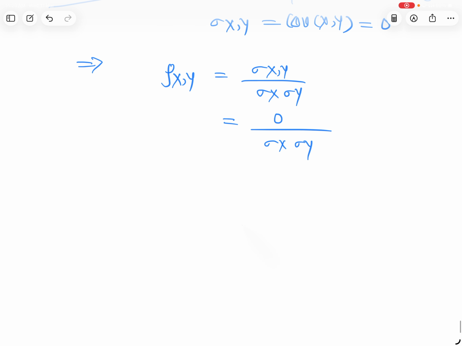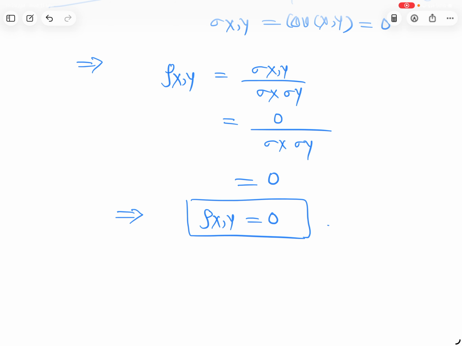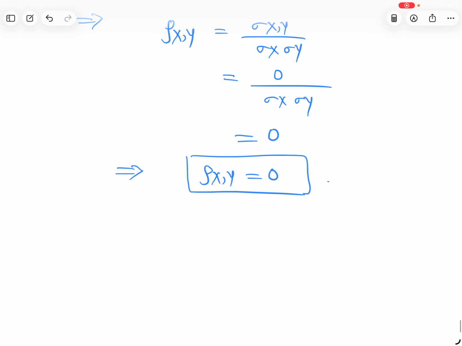So tell me what will be this? This will be zero, na? If X and Y are independent, then rho is zero. It means correlation coefficient is zero. Okay. It is clear.